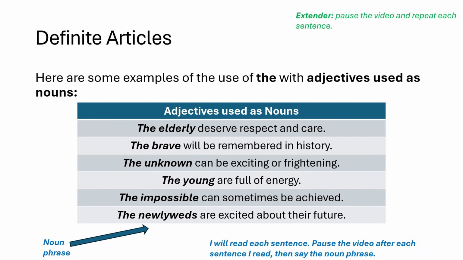Here are some examples of the use of the with adjectives used as nouns. I will read each sentence. Pause the video after each sentence I read, then say the noun phrase. The elderly deserve respect and care. The brave will be remembered in history. The unknown can be exciting or frightening.